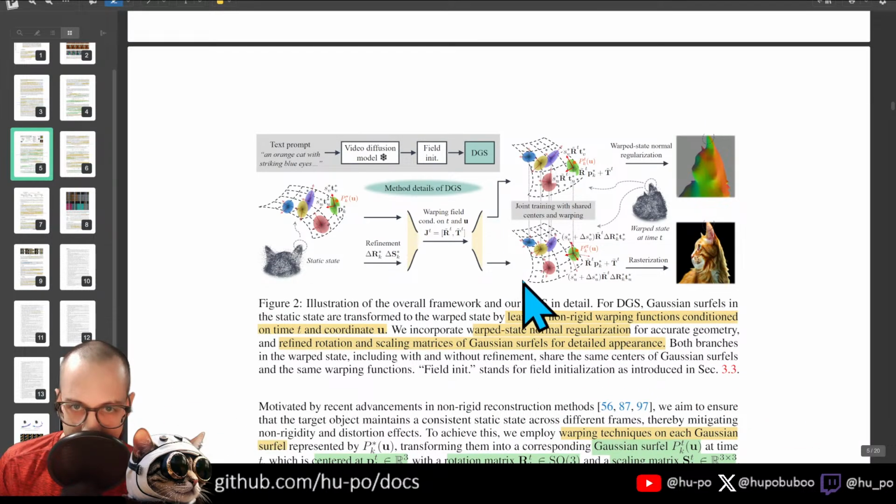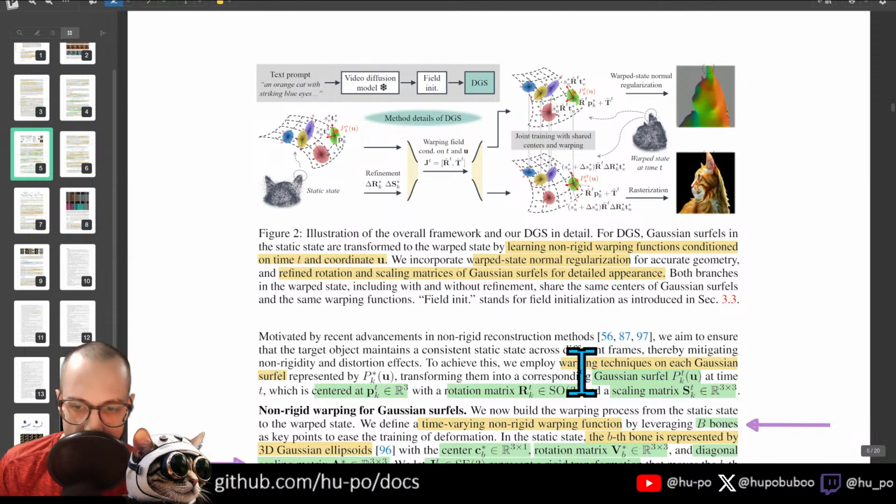Now we're going to get into the more complicated part of this, which is the warping. We're going to have to learn this non-rigid warping function conditioned on time t and coordinate u. The warping function consumes the time t, which is effectively just the frame, but you're not feeding the actual frame number. You have some position embedding for that, or maybe just some normalized time, and the coordinate u within that. So where inside that little splat are you?